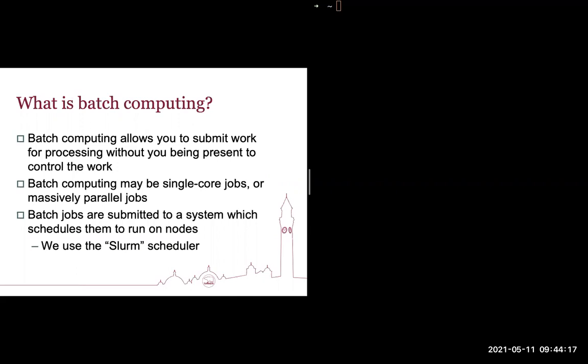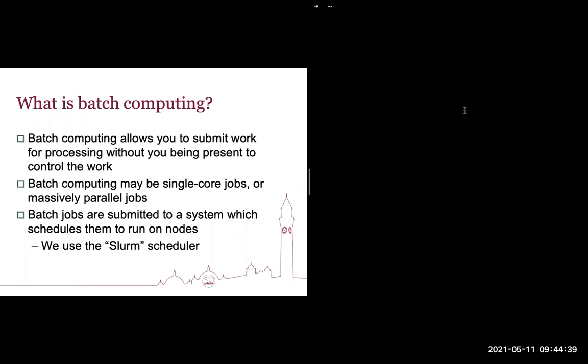So batch computing is therefore very flexible, so it can be a single core job. It can be a hugely parallelized job that runs across multiple nodes, or parallel on a single node, and all that can be described in the options that you essentially tell the scheduler when you submit your job. Jobs are submitted from the login nodes.